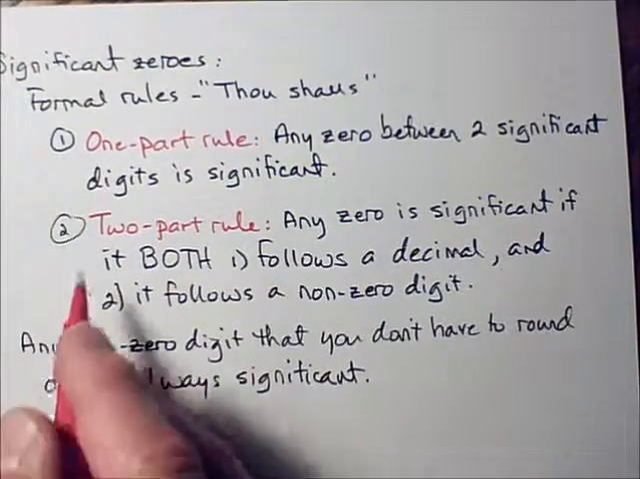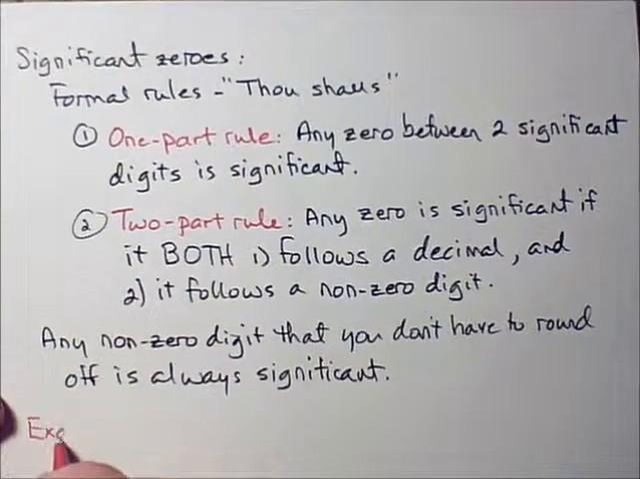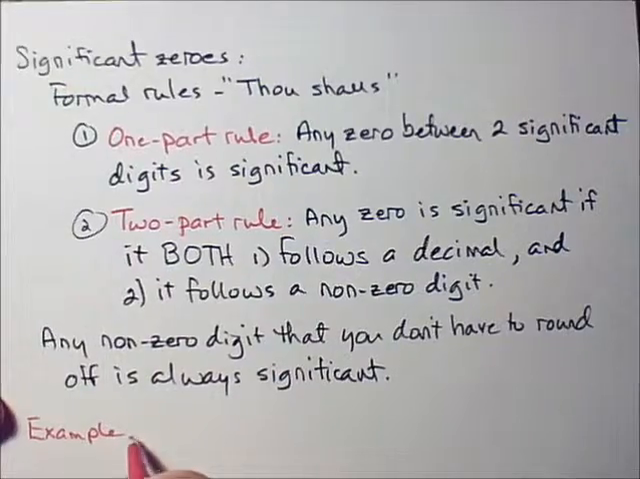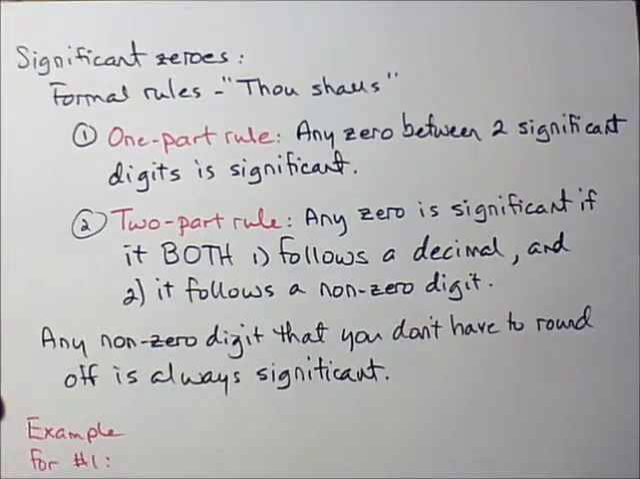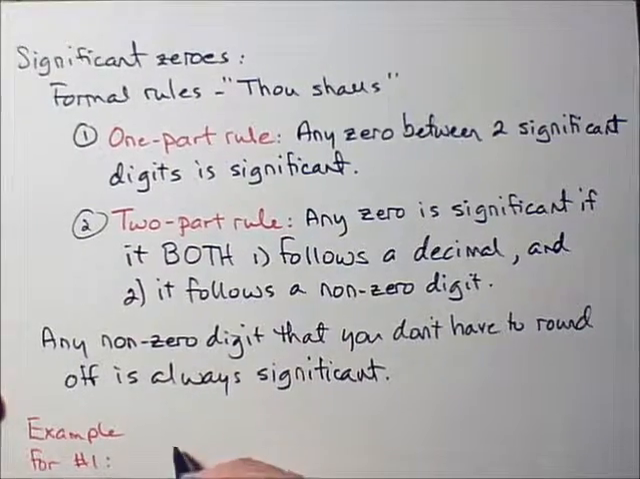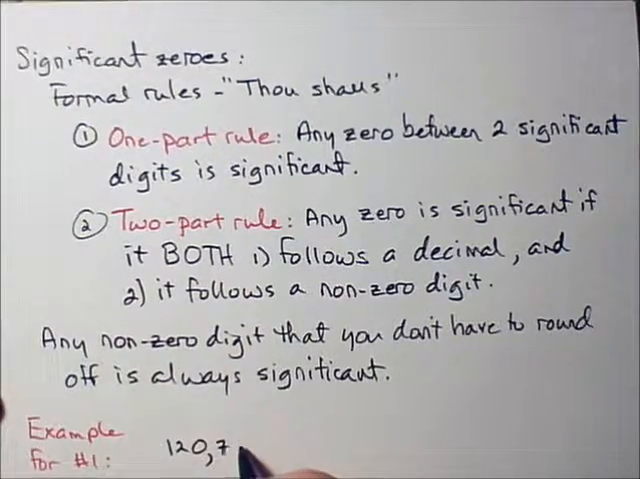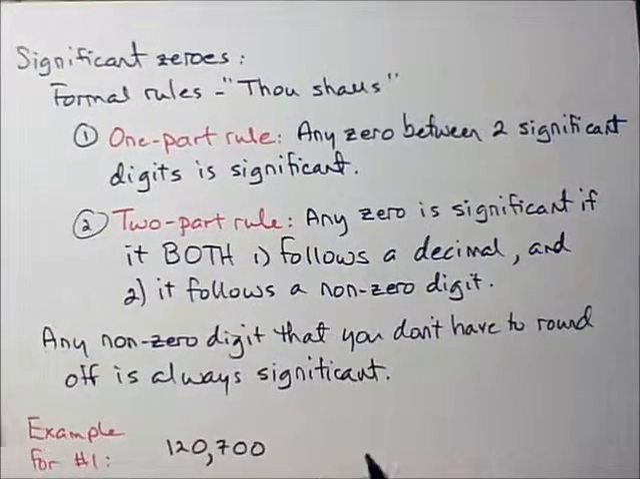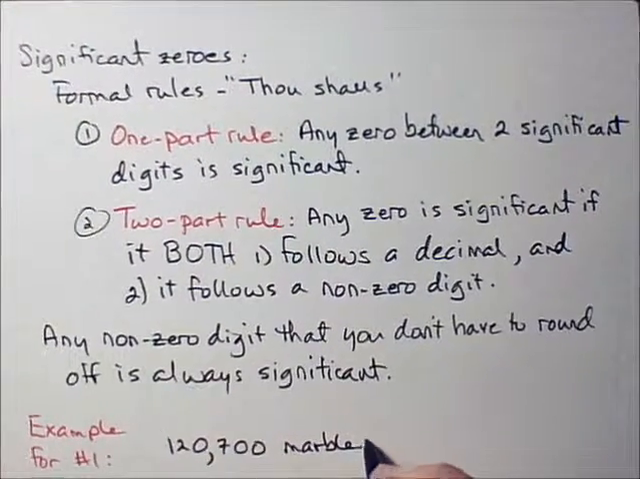Alright, so let's do an example for the number one for the one-part rule here. Okay, example for number one. 12.0700. Let's say this is marbles. Okay.